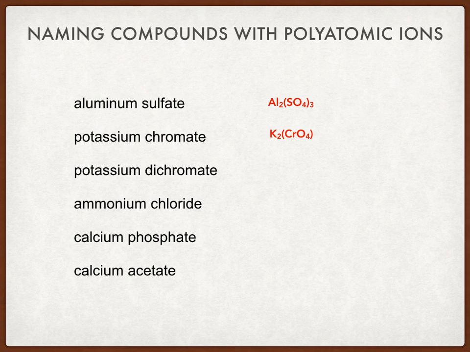Potassium dichromate. So again, potassium is a +1. Dichromate carries the same charge as chromate. It's just a little bit different in its formula. Dichromate, 2 chromiums, so it's going to be Cr2, and then this is just straight memorization for you guys. There's a reason, but it's beyond the scope of this course. You're just going to have to know that the dichromate has 7 oxygens. Okay, so K2Cr2O7.